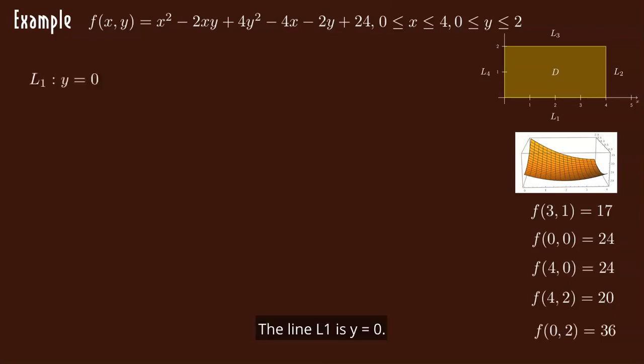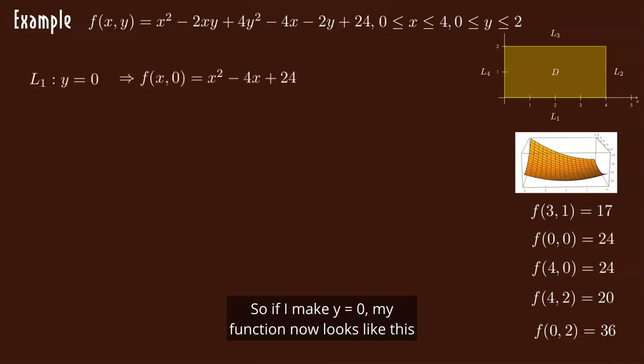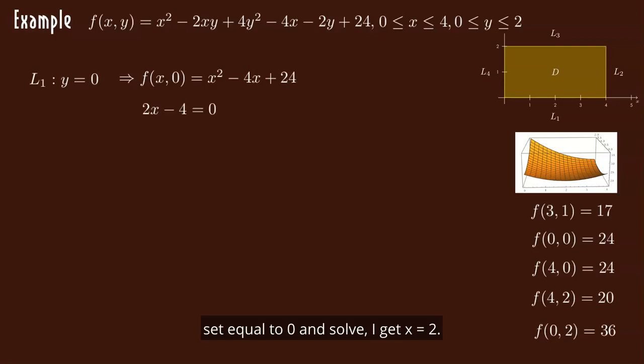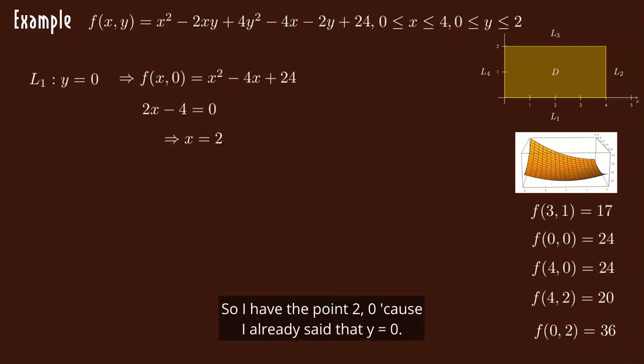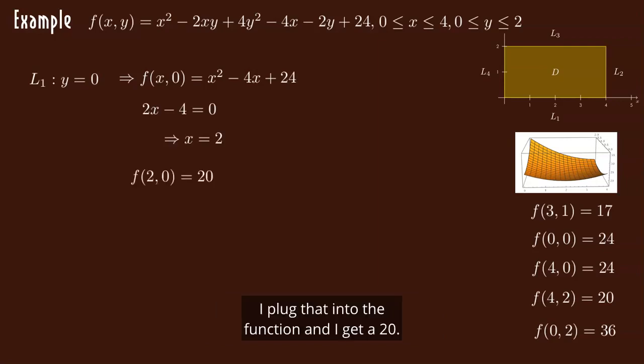The line L1 is y equals 0. So if I make y equals 0, my function now looks like this: x squared minus 4x plus 24. Now I take the derivative of that, set it equal to 0, and solve. I get x equals 2. So I have the point (2, 0), because I already said that y equals 0. I plug that into the function, and I get a 20.